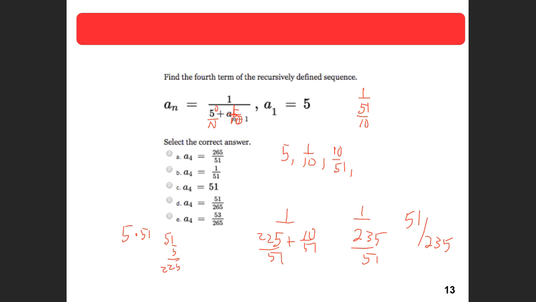Well, where did you get 255? 5 times, that's 5. Oh, 20, oh, 2. Yeah, I don't know how to add or multiply. Whoa, okay. So 255 plus 10 is 265. So if I flip it over, I end up with 51 over 265. Whew. Yeah, there you go. So letter D is correct. Yeah, when you multiply 51 times 5, you really should get 255. Okay.